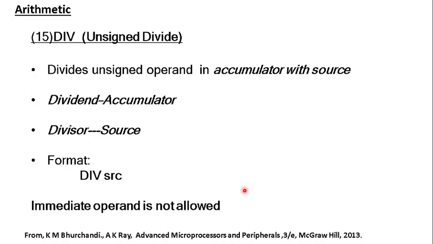Now let's see unsigned division. In the case of unsigned division, DIV, this is the opcode and this is the format. The division happens like this: the dividend will be in the accumulator and the divisor you are specifying as part of the instruction. So the divisor will be the source, and the dividend will be in the accumulator. Your unsigned dividend in the accumulator will be divided by the divisor which you are specifying as the source. Again, the source can't be an immediate operand.